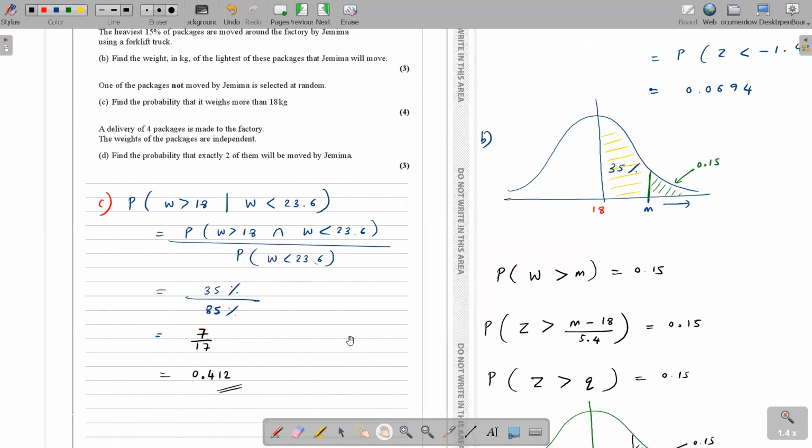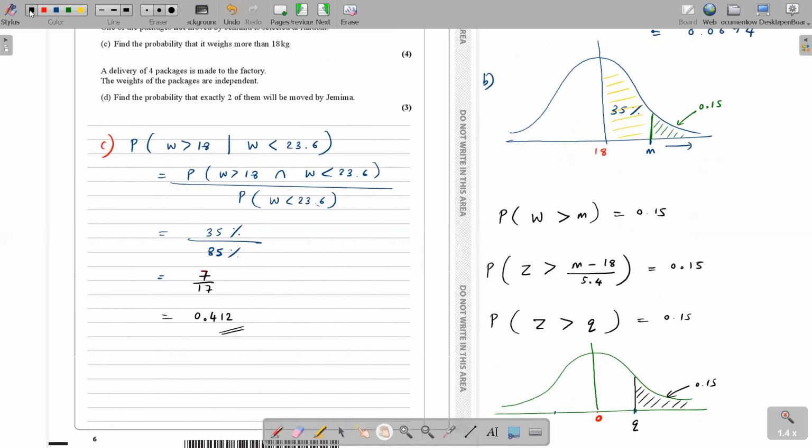Okay, then part D. Last one, children. A delivery of 4 packages is made to the factory. The weights of the packages are independent. Find the probability that 2 of them will be moved by J. Okay, so there are 4 packages. Out of the 4, 2 are moved by J.